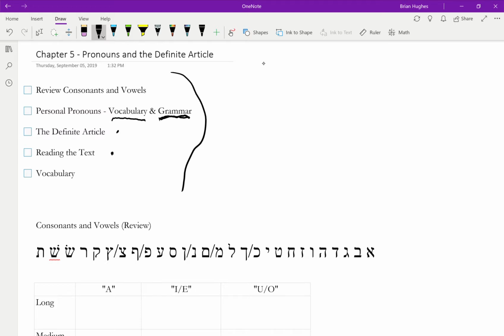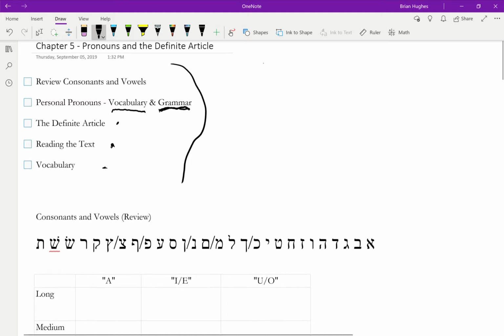We'll go through, I can't remember which we're going to do first, either vocab or read the text, but we'll have some time. I'm going to just read through a couple of verses, I think 2 verses of the Old Testament, and that'll be some examples of pronunciation, and I'll point out shavas, dageshes, definite articles, pronouns, and the like.